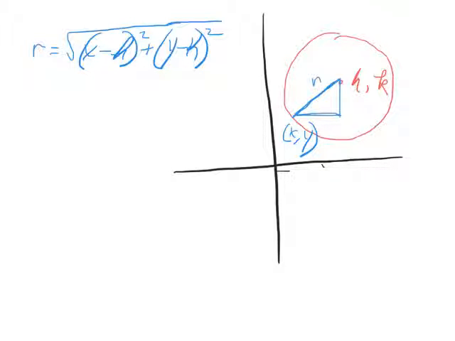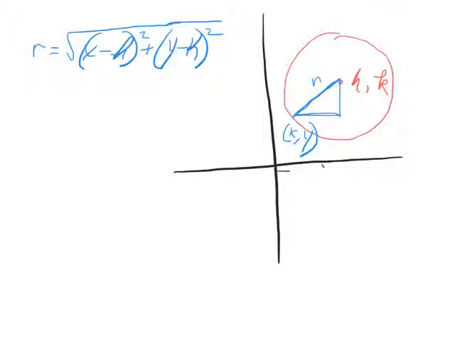Now again, it looks like maybe this should be h minus x and k minus y. It doesn't matter which of these values go in here. You could switch them around and have h minus x and k minus y. You're going to have the same answer, because whether you get a positive or a negative, when you square this, it's going to be positive. So it's all going to come out fine.